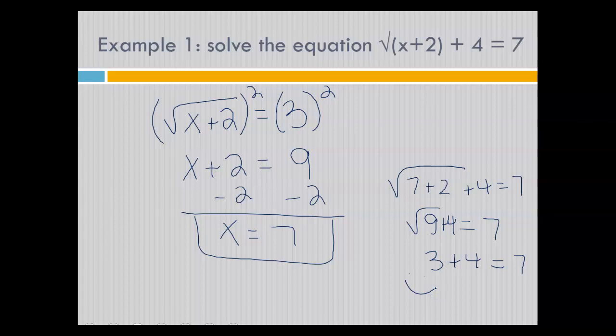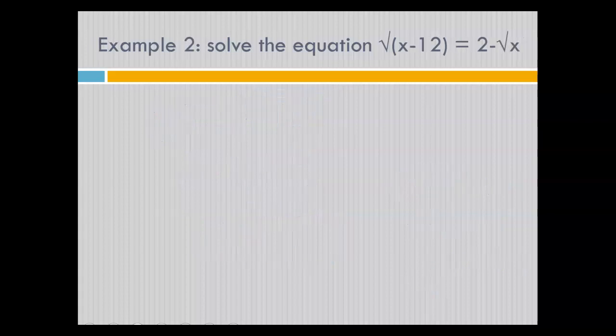And you're happy, you move on. And you're like, hey, this is easy. Then you get the next problem: square root of x minus 12 equals 2 minus the square root of x. Is it possible to isolate the radical in this case? So what you have to do is isolate one radical first, which is already the case. You're going to square both sides. So this side cancels your radical.